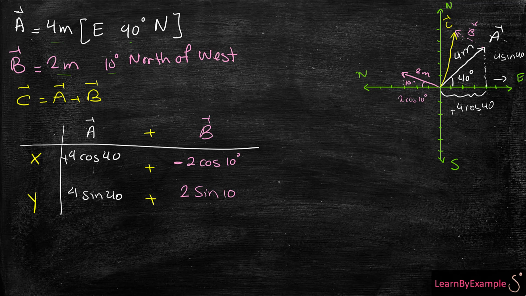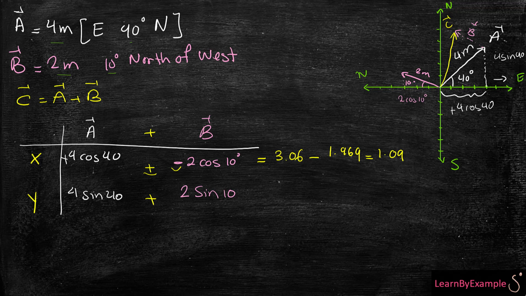So once I put these numbers into my calculator, so I put in cosine of 40 degrees multiplied by 4, I will get 3.06. And then I have plus a negative, so the result would be a negative. And then I put in cosine of 10 degrees multiplied by 2, which will give me 1.969. Do we agree? So that will equal to 1.09 roughly.